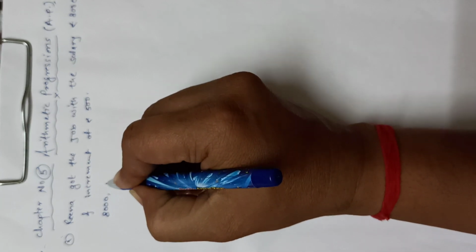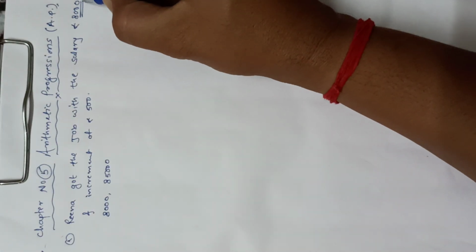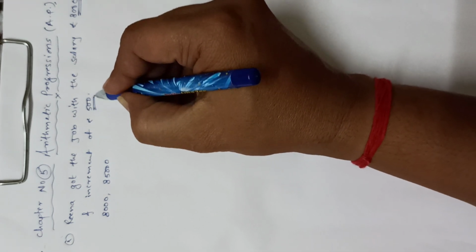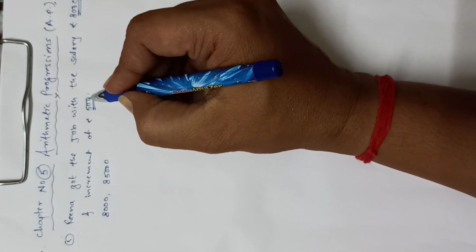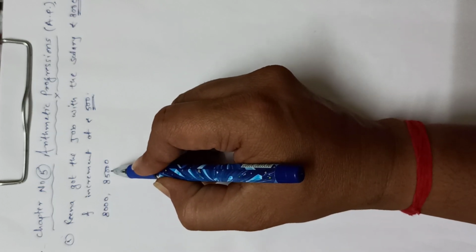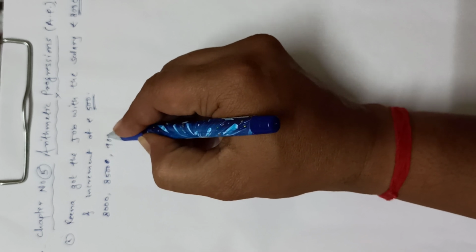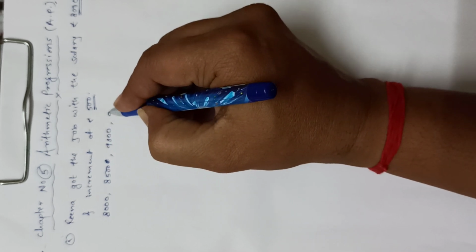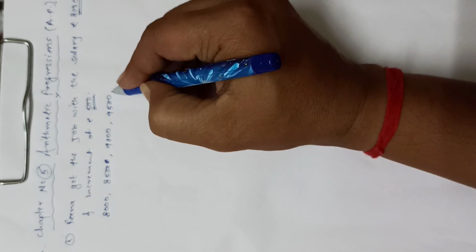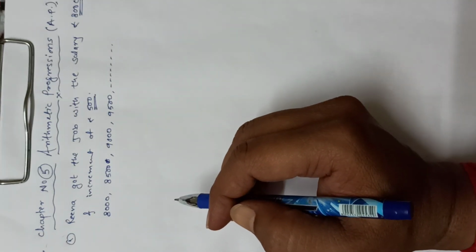Then the second year salary will be 8,500 because the increment is 500 rupees. 8,000 is the salary and the increment per year will be 500 rupees. So first year salary is 8,000, second year salary will be 8,500, then third year 9,000, fourth year 9,500 and so on. This will be the salary of Reena.